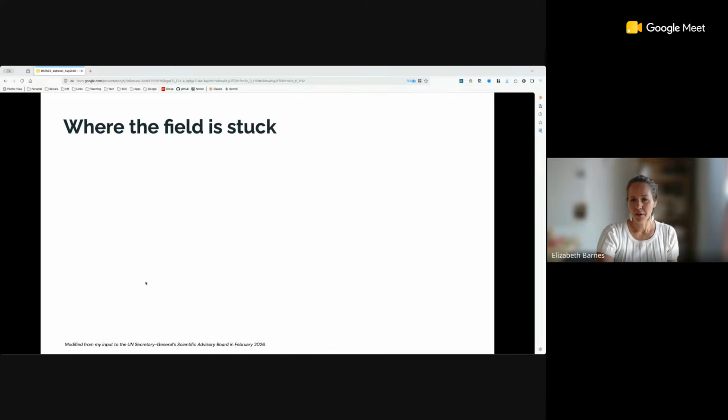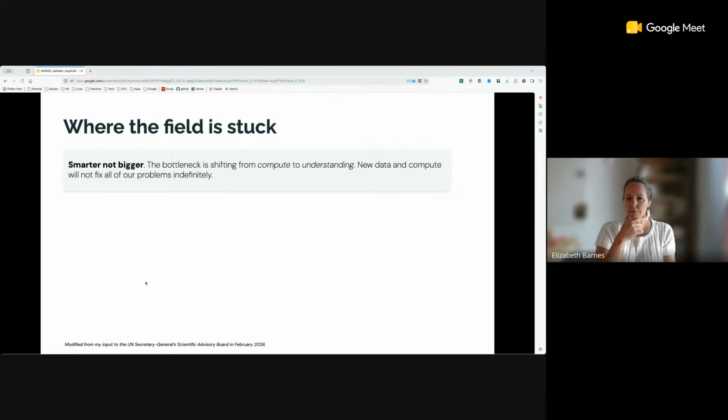Okay, so in wrapping up here, I thought I'd end with things that I think our field either is stuck on or things that I'm concerned about in this space. So just maybe some food for thought. First, I do think we're really starting to enter the smarter, not just bigger, space. And the bottleneck is shifting from compute to understanding.